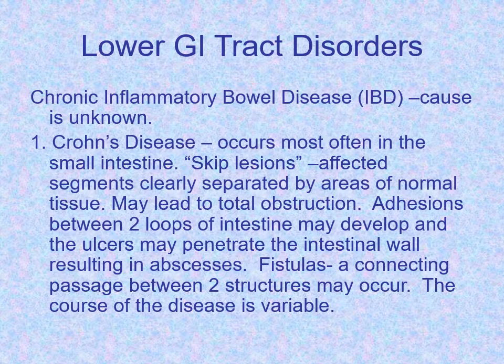Inflammation of the mucosal layer results in the formation of ulcers, which coalesce to form fissures separated by nodules. And this is where you get the cobblestone appearance that you see in people that have this disease. May lead to total obstruction in that particular area of the intestine. Adhesions between two loops of intestine may develop, and the ulcers may penetrate into the intestinal wall, resulting in abscesses. Fistulas is where you have a connecting passage between two structures, and this could occur also. The course of the disease varies from person to person.